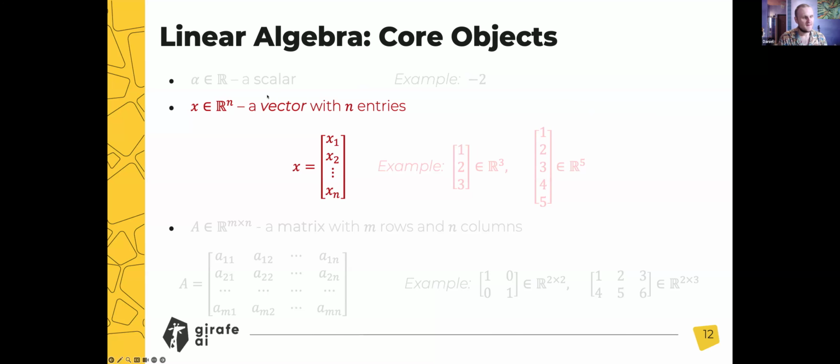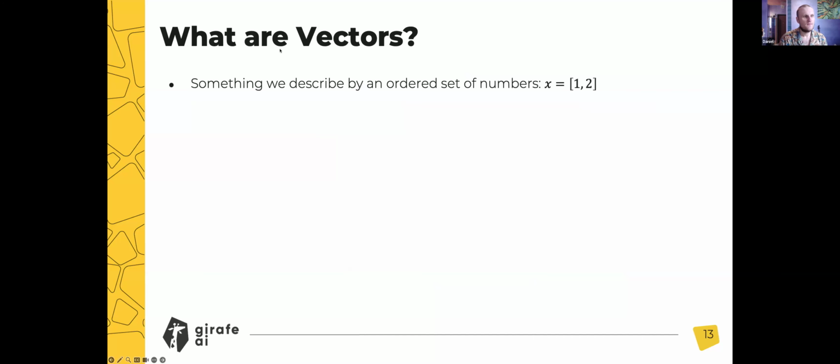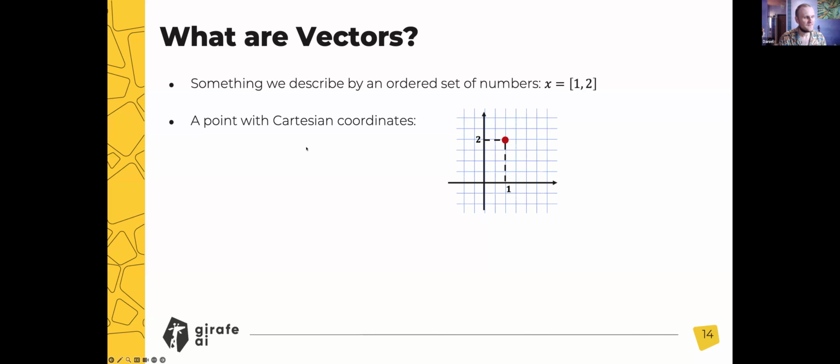Okay. So for now, let's focus on vectors. Again, what is a vector? From an engineering point of view, we might say that it is something that we can describe by an ordered set of numbers. Usually, whenever possible, we try to write this set of numbers as a column, but sometimes we will use rows instead, and some authors will generally prefer rows. It does not really matter.